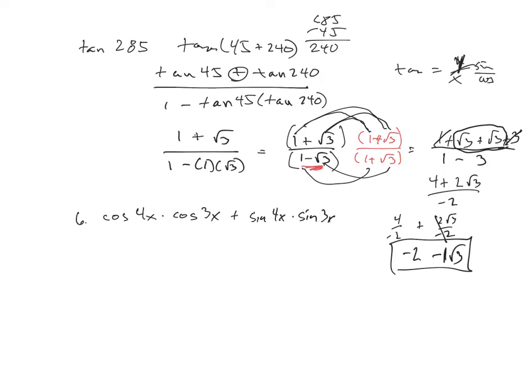What you have to do is identify the pattern. So we know this is cosine. We know the two angles are 4x and 3x, because it goes first angle, second angle, first angle, second angle. So we know that's what we're doing. The issue is, what is the plus or minus sign?